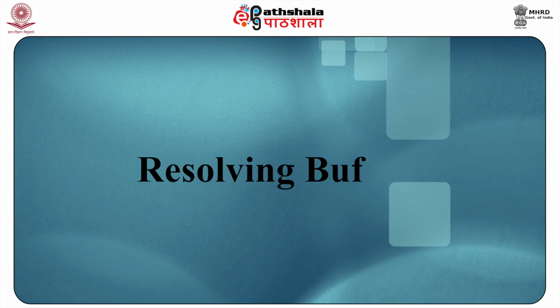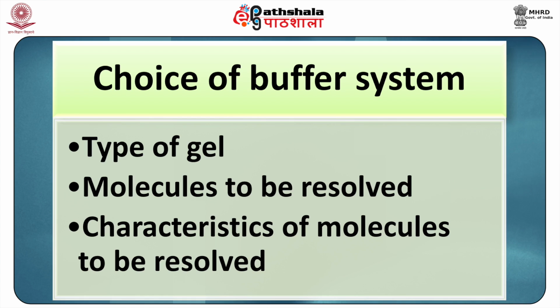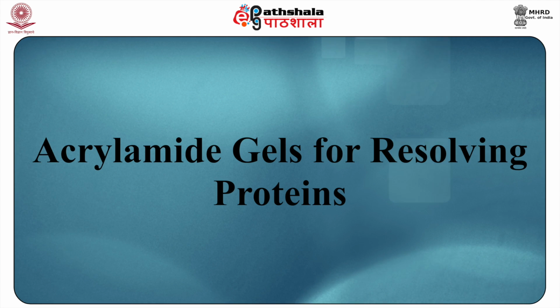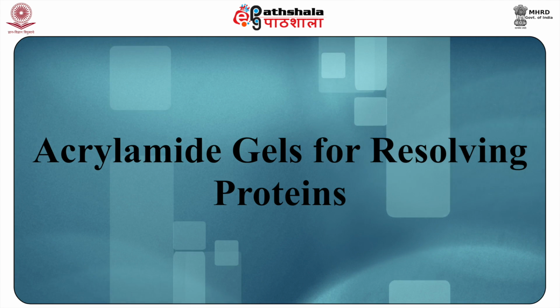Next, we will be studying about resolving buffers. Choice of buffer system for an electrophoresis experiment depends upon a number of factors such as type of gel, molecules to be resolved and the characteristics of molecules to be resolved. Most commonly resolved biomolecules are nucleic acids and proteins, which are resolved on acrylamide gels and agarose gels. Here, the first one we will be studying is acrylamide gels for resolving proteins.